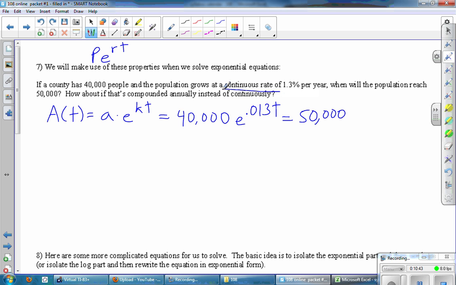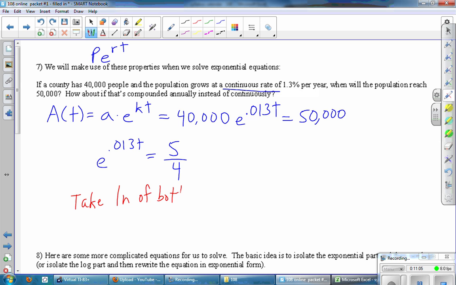So first thing to do is to isolate that e part. So we'll divide both sides by 40,000. And we'll go ahead and reduce and just get 5/4. And then here's where we're going to take advantage of our log properties. We're going to take the log of both sides. Perhaps the most important thing we're going to do today. Take ln of both sides.